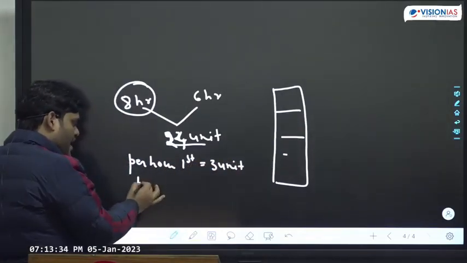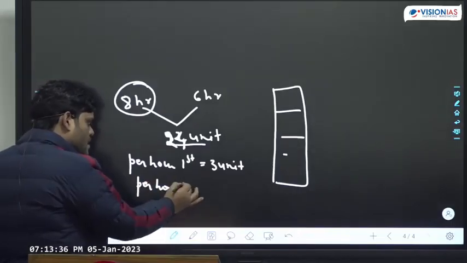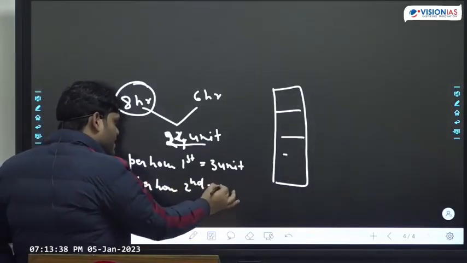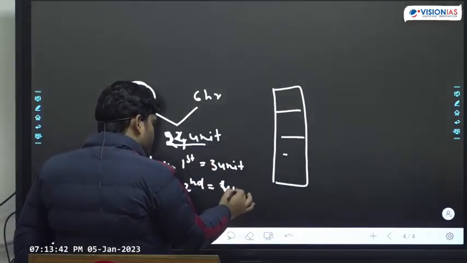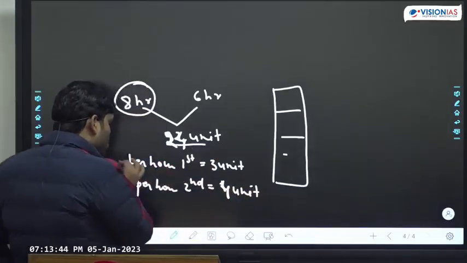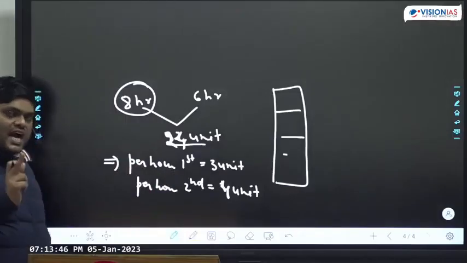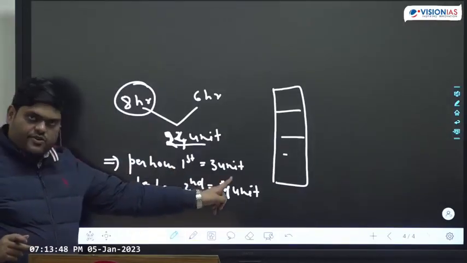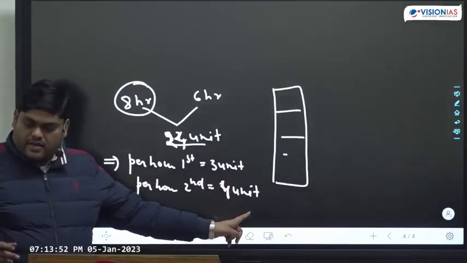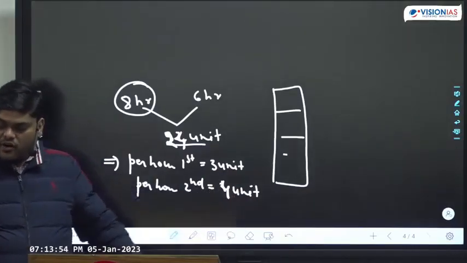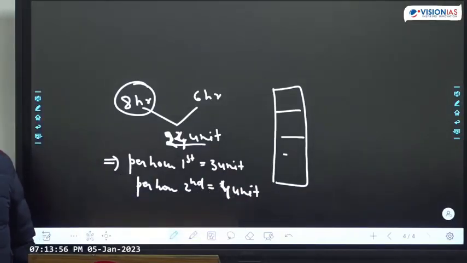So per hour, the first candle is burning 3 units, and per hour the second candle is burning 4 units. So this is constant. That means every hour the first candle will burn 3 units only, and every hour the second candle will burn 4 units only. Now we can use the options and find the answer.